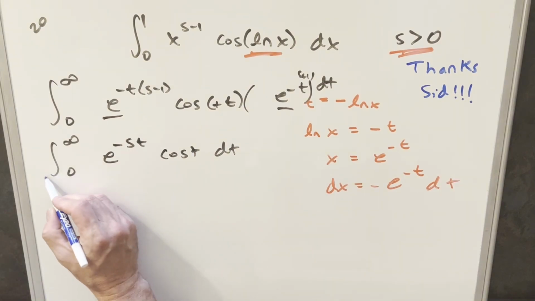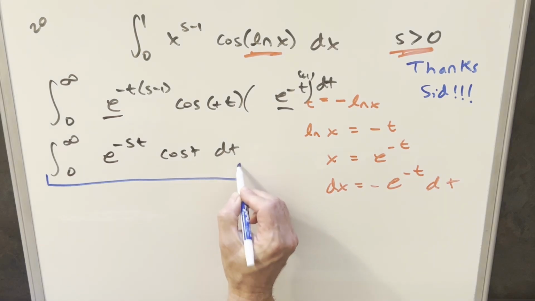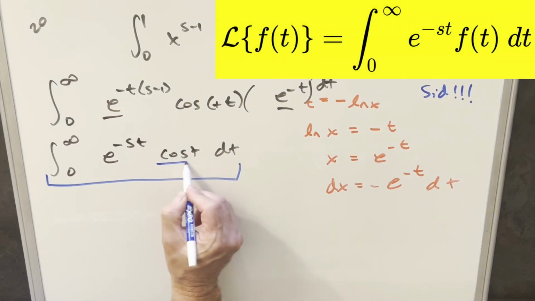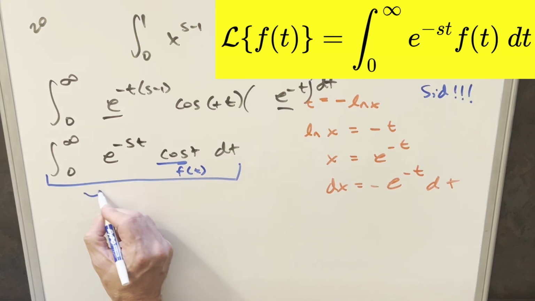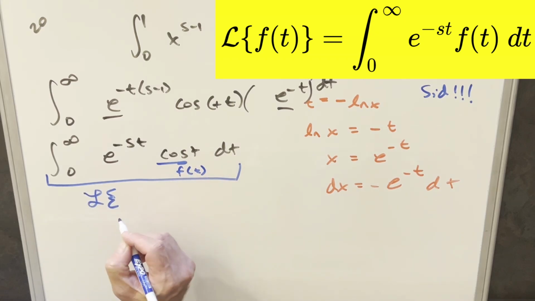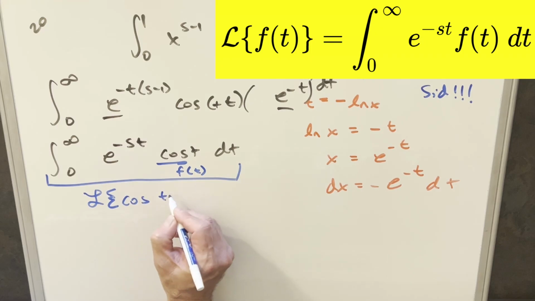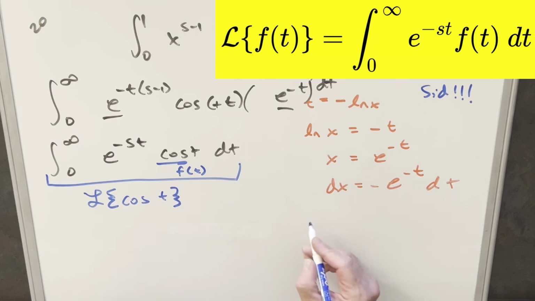And then what do we notice right here? This is actually perfectly set up as a Laplace transform, where this is our f of t in the Laplace transform formula. And so this whole thing here is just the Laplace transform of cosine of t. And for that, we can just use a formula.